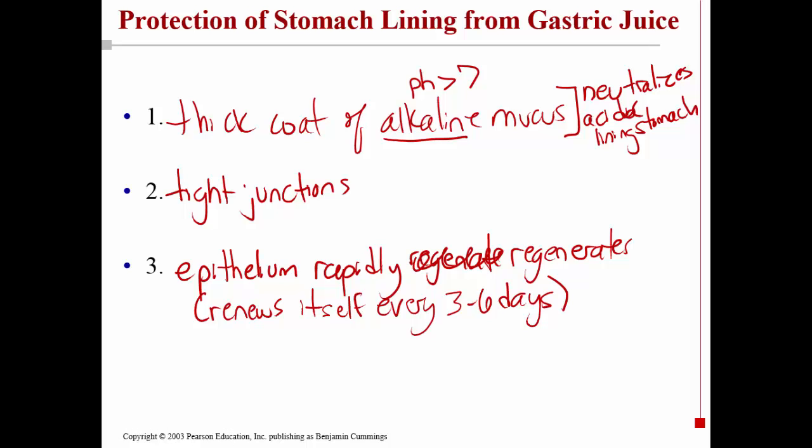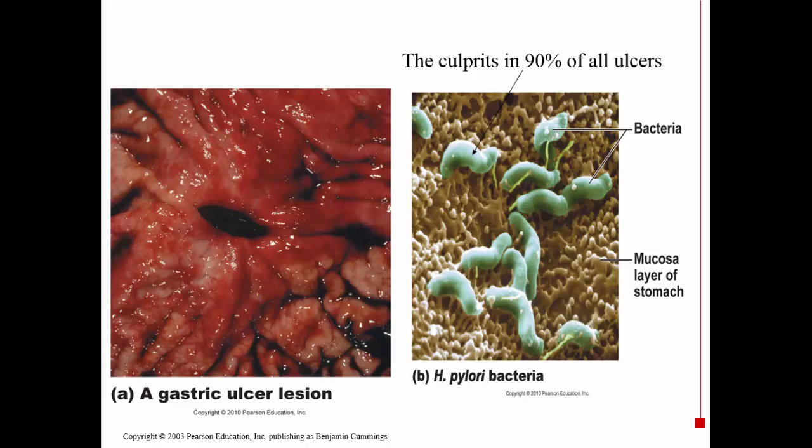Now, still, sometimes this isn't enough. When the mucosal membrane is breached, you end up with inflammation. And if it's chronic, it can damage the underlying tissue. So what you end up with is an ulcer. If you look at the picture on the left side here, you can see an ulcer of the stomach, and there's lots of inflammation, and it looks like there's a little opening right there, a little hole, which can be quite painful.